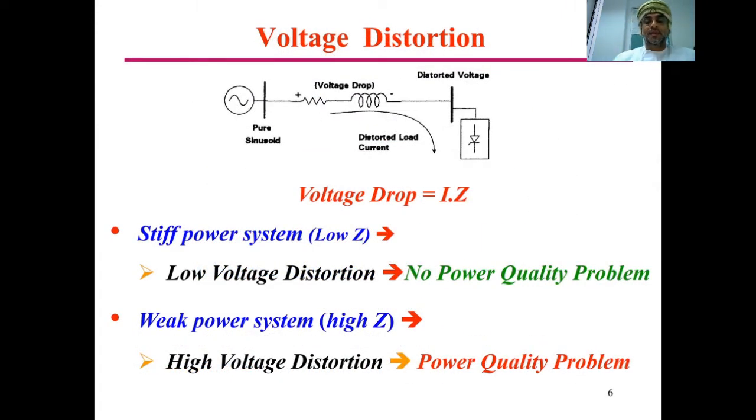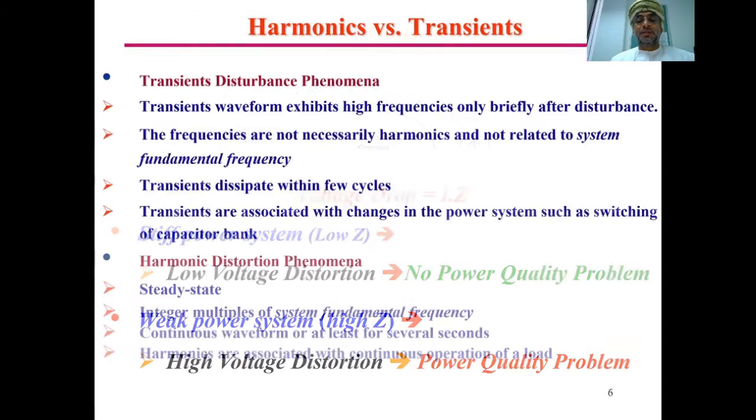Okay, if we have a stiff power system, a strong power system, normally we'll have very low impedance. Very low impedance means the voltage drop will be low. As a result, there will be low voltage distortion, so we have no power quality issue. But if you have a weak power system, that means it will have high Z. High Z means there will be more voltage drop. As a result, there will be voltage distortion, and that will create power quality problems.